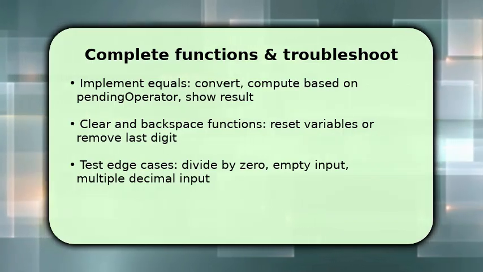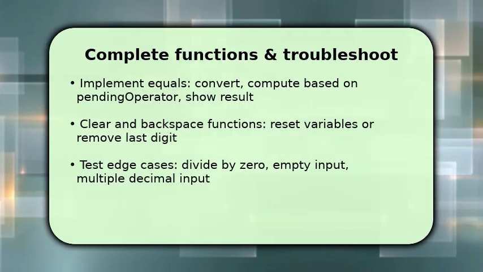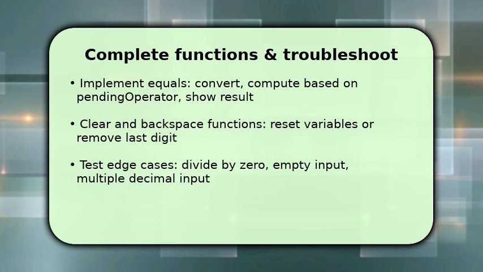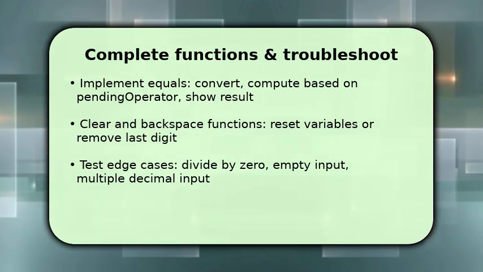If something goes wrong, check variable types and conversion points first. A common issue is treating text as number. Make sure to handle divide by 0 with a user-friendly message, so the app doesn't crash.